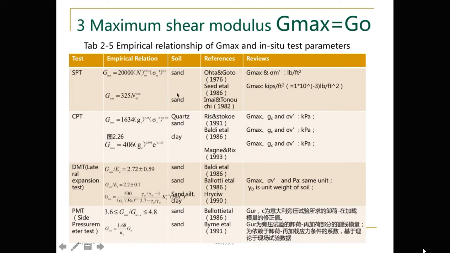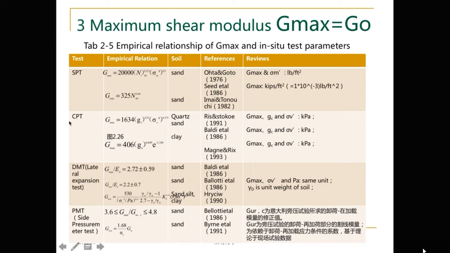And Seed, Imai and Tonouchi also proposed empirical relationship of sand: Gmax equal to 325 times the number of SPT powered 0.68.